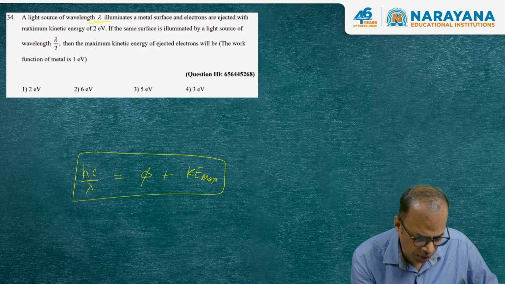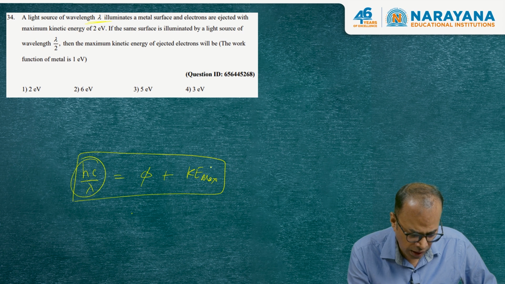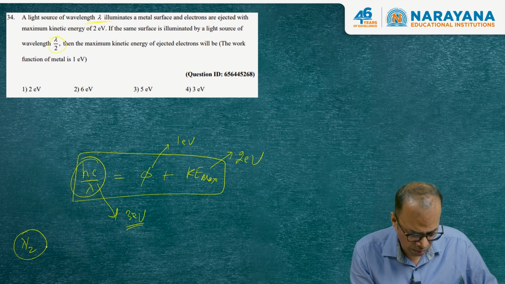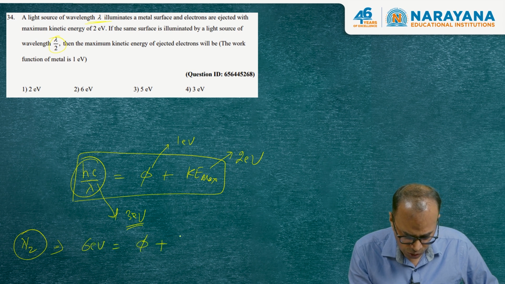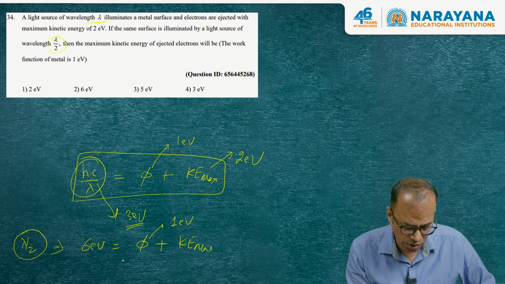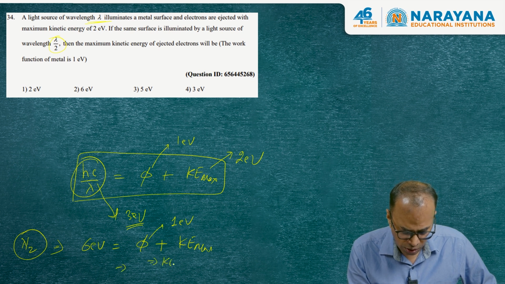So first he says the wavelength is lambda. So when we have lambda, at that time this is 2 electron volt and the work function is given to be 1 electron volt. That means this energy is 3 electron volt. Now in the second case, he has made the wavelength lambda by 2. So when I make the wavelength half, then the energy will become 6 electron volt, and this should be equal to phi plus Ke max. Phi is the same. Phi is an intrinsic property of the material. It is not dependent on the energy of the incident radiation. So what I get is Ke max is equal to 5 electron volt. Option 3 is the answer.